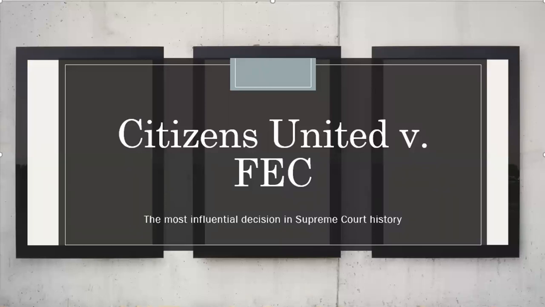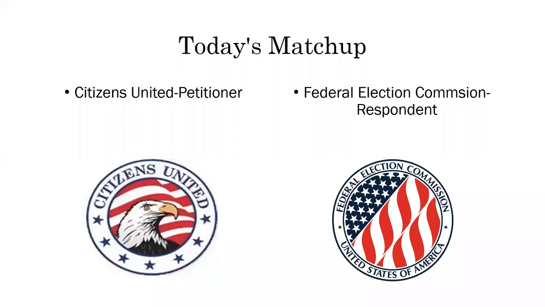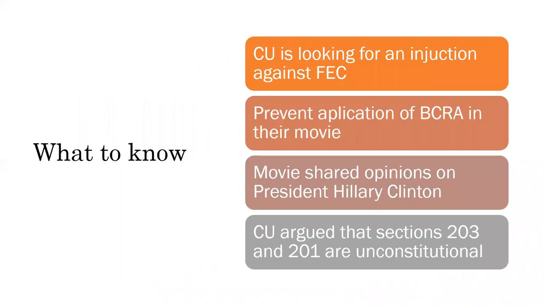From here, we go to Citizens United v. the FEC, and as Tyler seems to think, the most influential decision in Supreme Court history. So this one is between the Citizens United petitioner and the Federal Election Commission respondent. The Federal Election Commission is there to make sure that when we're having elections, we're not violating any sort of laws or doing anything shady.